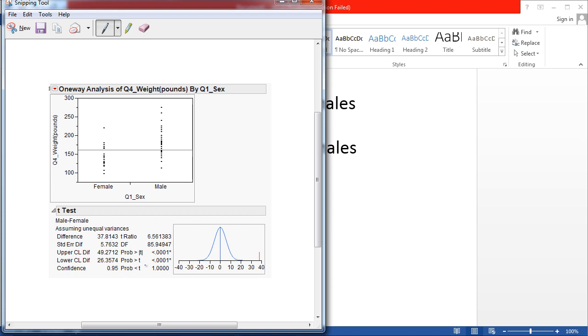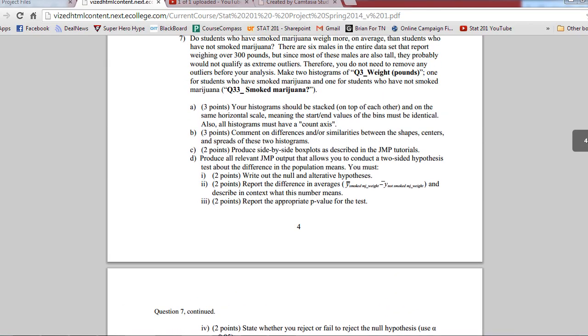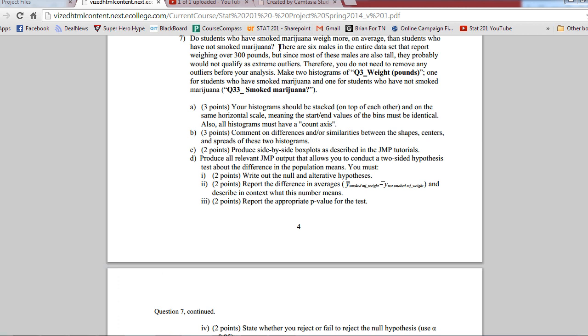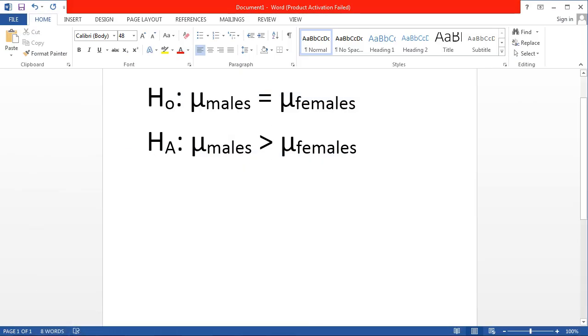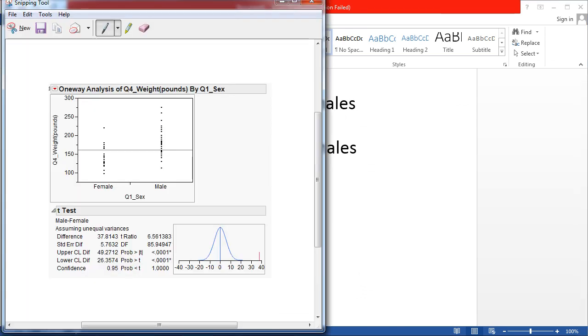Make sure you select the appropriate p-value. I think the question was, let's look at it. Do students who have smoked marijuana weigh more on average than students who have not smoked marijuana? So you need to see if yes is greater than no. That's what you need to test, is yes greater than no. So with that in mind, let's go back right here to our JMP output.